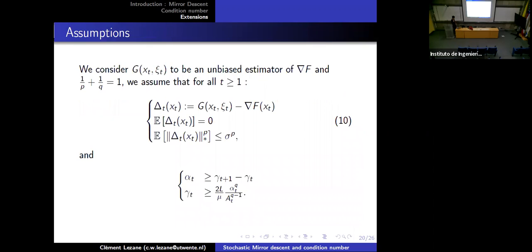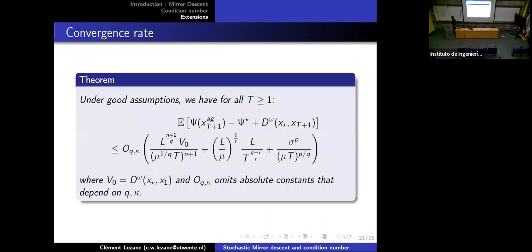And then we are going to support something similar, which is that we're going to have an unbiased estimator. We still need it to be unbiased, but this time we can have a slightly weaker assumption: we can suppose it to have a finite P moment. And then we need something else, even more fancy, on the step size. But the idea is that if everything is respected, you go back.